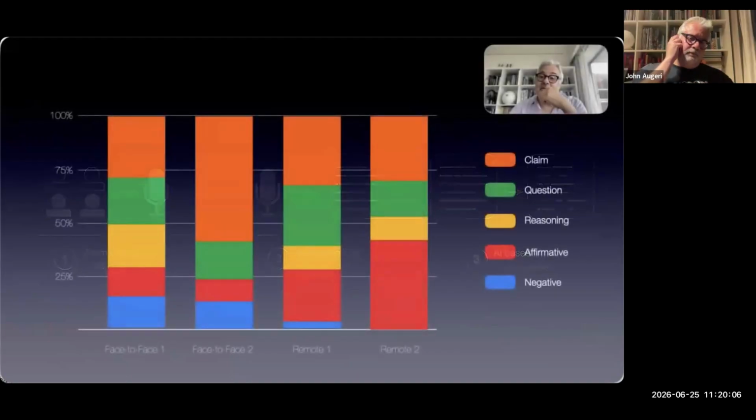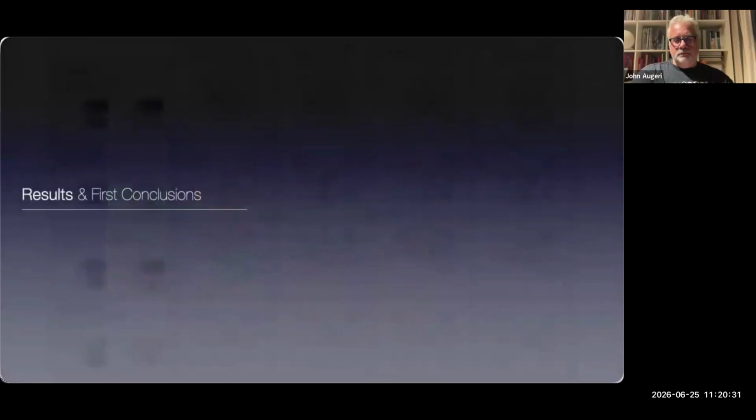And from this data collection, we could have such kind of material. So here you have 5 typical roles in the discussion that we identified: claim, question, reasoning, affirmative assertion, and negative assertion. And we could see for each participant which role they had in terms of person during the discussion. So let's now move to some results and first conclusions.